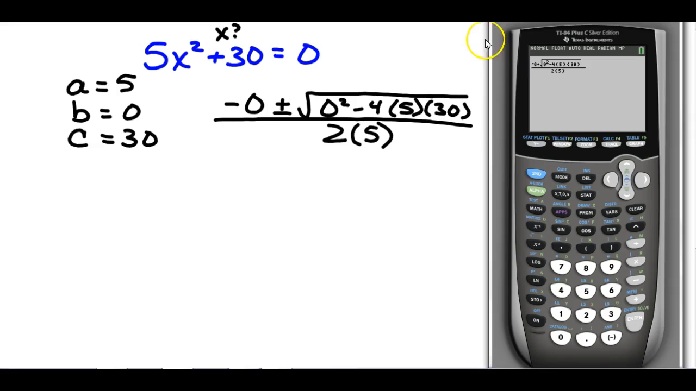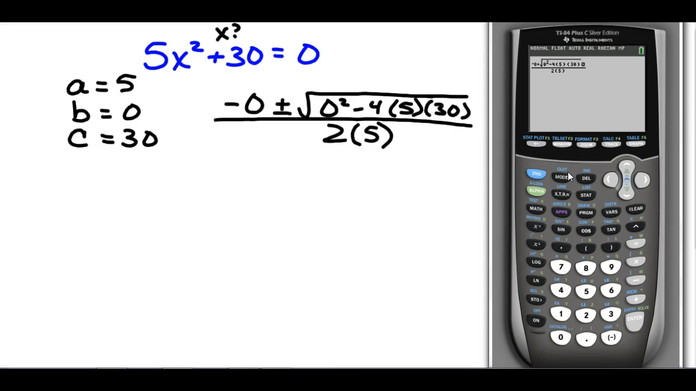And if I were to take this part out and do 0 squared minus 4 times 5 times 30, well, that's -600. And -600 is definitely negative, and it's under a radical sign, so I should know that my answer is going to have an i in it somewhere. Well, unless my calculator knows that I should be in imaginary mode, it doesn't know what to do with this.